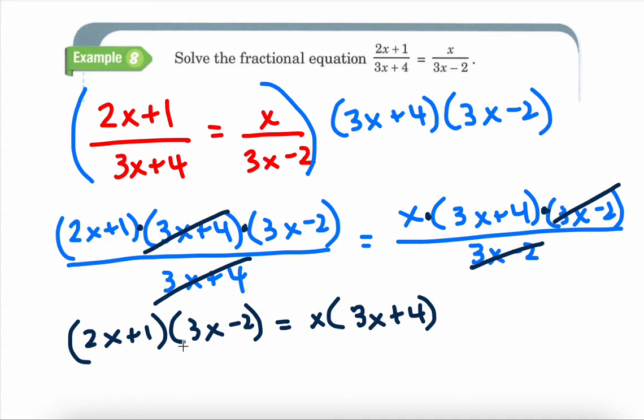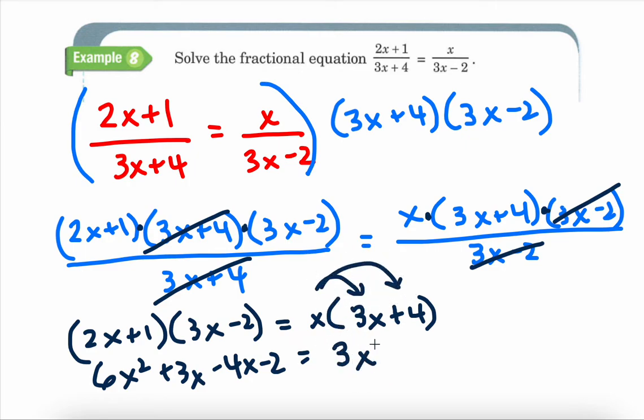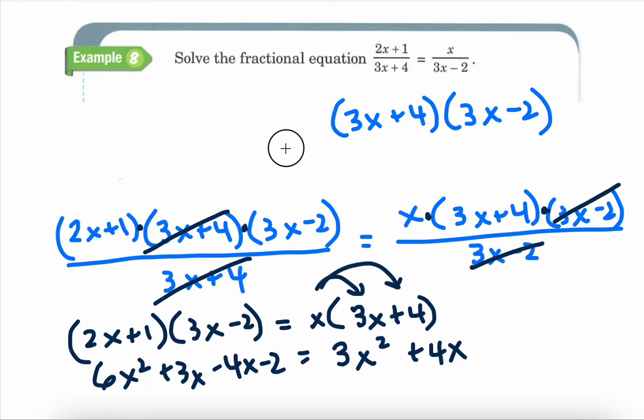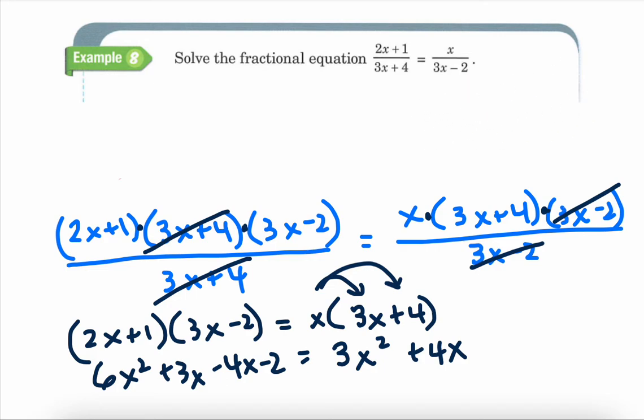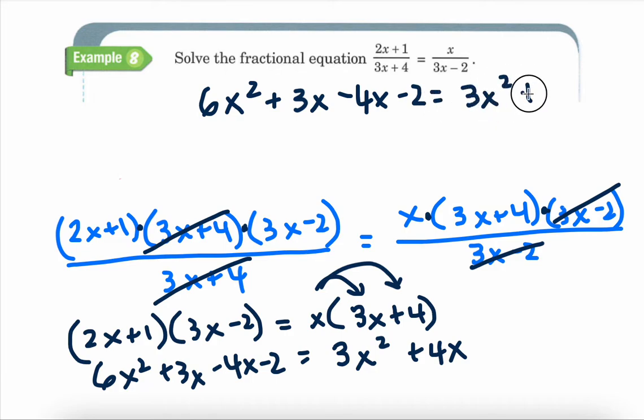If not, you can just write this out to make sure you don't make any mistakes. Okay, I still have to solve this problem though. So let's go ahead and multiply this out. I have on the left-hand side 6x squared plus 3x minus 4x minus 2 when I multiply that out. And then on the right-hand side, I have 3x squared plus 4x. All right, and I need to do some simplifying here. I'm actually going to go ahead and erase some of this on the top so I have some room. So I'm going to rewrite this on top. 6x squared plus 3x minus 4x minus 2 equals 3x squared plus 4x.